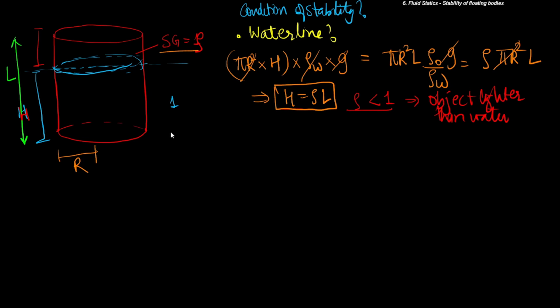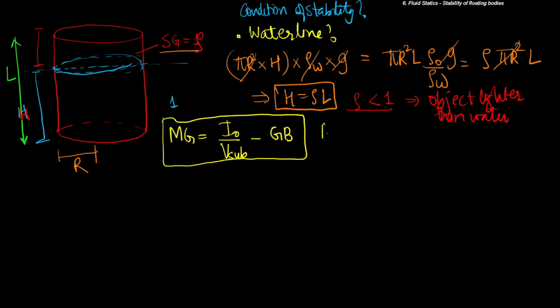So now we know that MG is I naught upon V sub minus GB. That is, this is under the assumption that the metacenter is above the center of gravity. So now if we are able to find the condition where MG is positive, we should be able to find out the condition of stability. So first things first, let us find out I naught for this particular area.